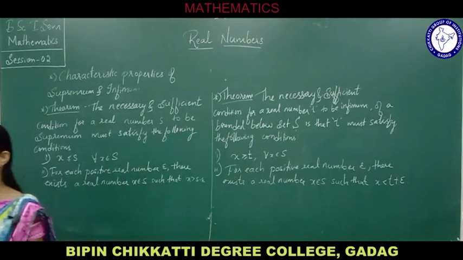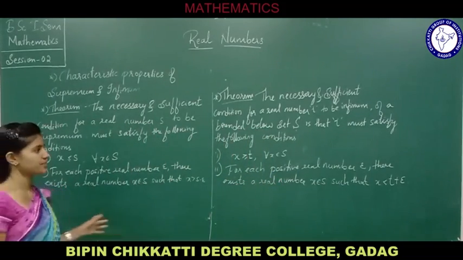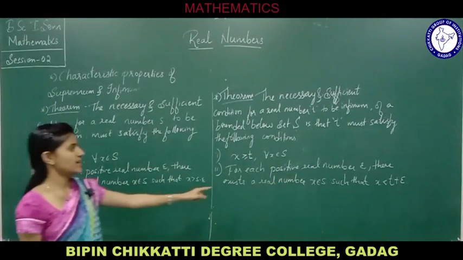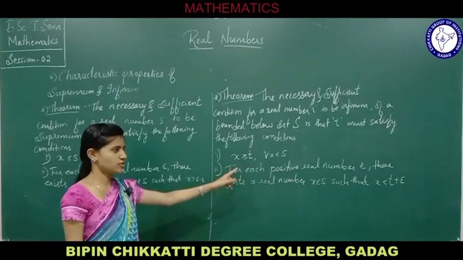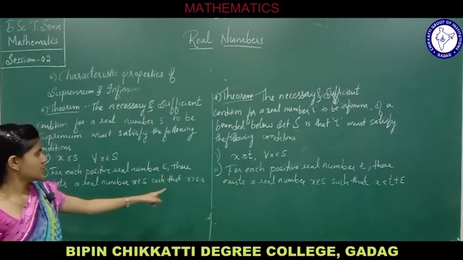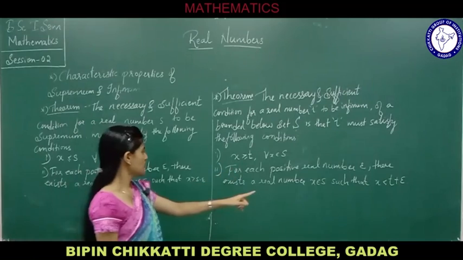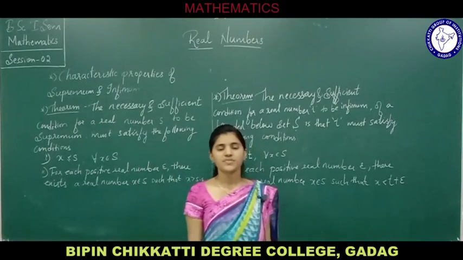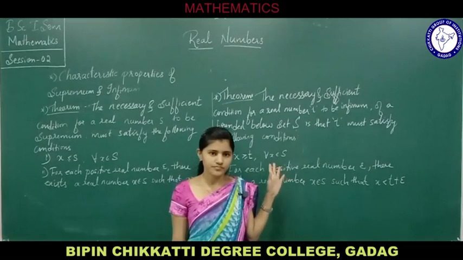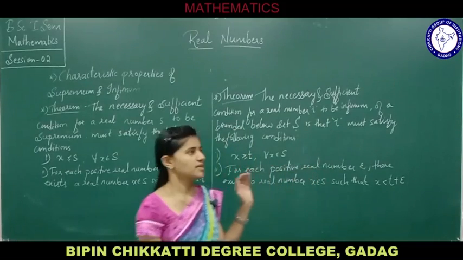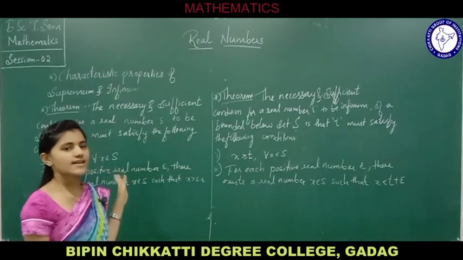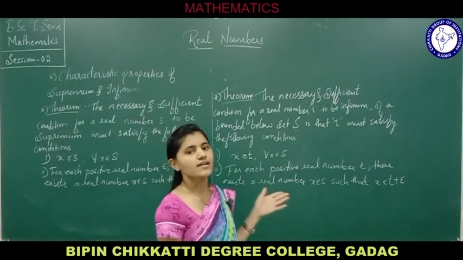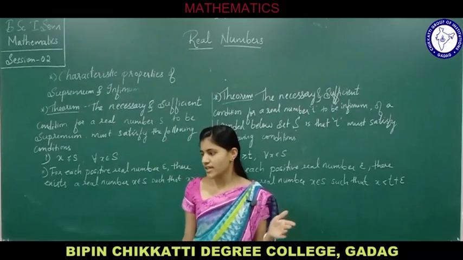This is the difference between the supremum and the infimum. Here we said x should be less than or equal to s, and here we are saying x should be greater than or equal to t. Here it should be greater than s minus epsilon and it should be less than t plus epsilon. The proof also is almost similar. This is the necessary and sufficient condition for supremum, and this is the necessary and sufficient condition for infimum.